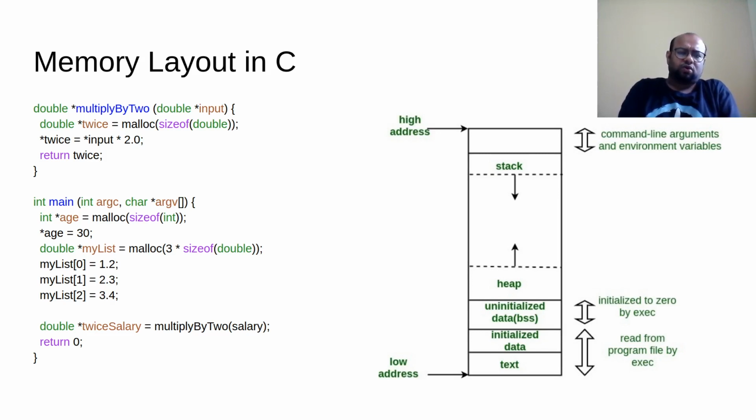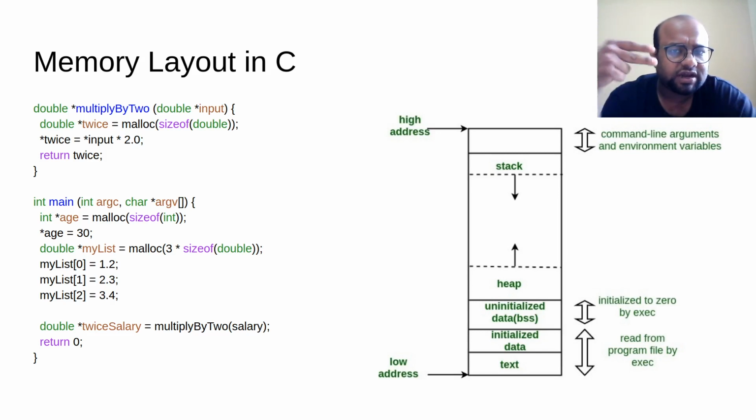So when I call this function called main, what is going to happen? This pointer variable age and this pointer variable mylist are going to be allocated memory in stack. But then the actual memory, the actual list, is going to be there in my heap. So that is what I have.